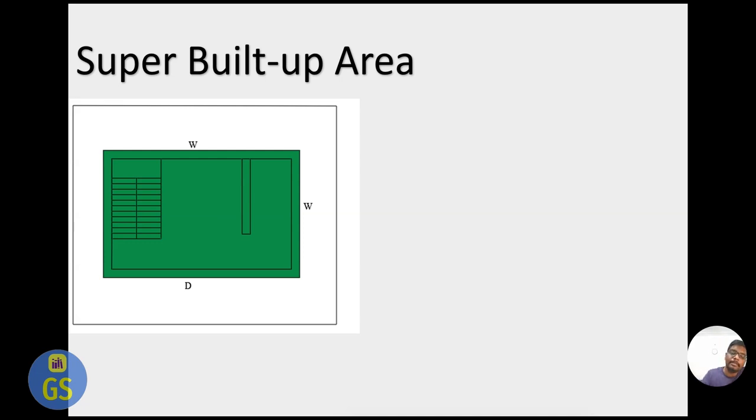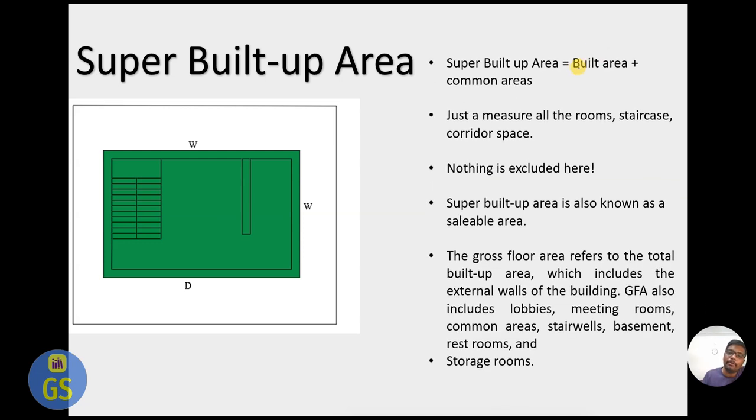So super built up area is nothing but your built up area plus all common areas. That can be a staircase, that can be a lobby area. Everything is calculated in this super built up area, right? So just measure all the rooms, staircase, also corridor space. We need to consider all the rooms and staircase and corridor space. That is called super built up area.